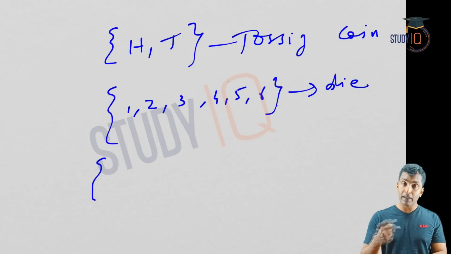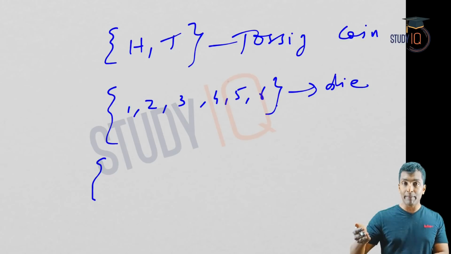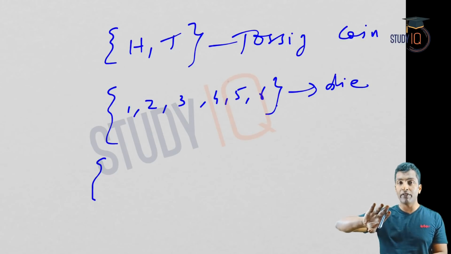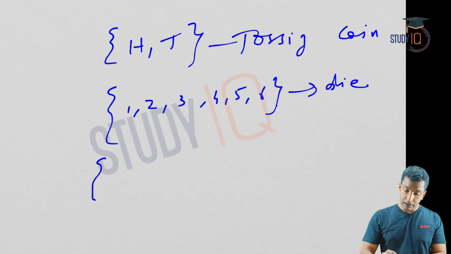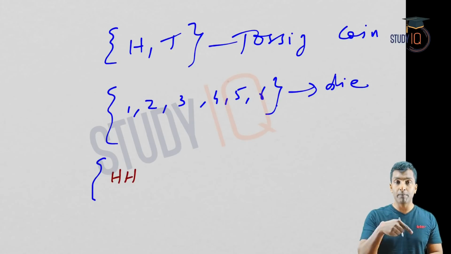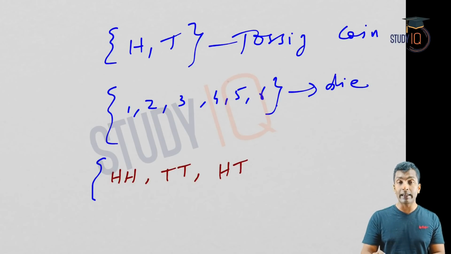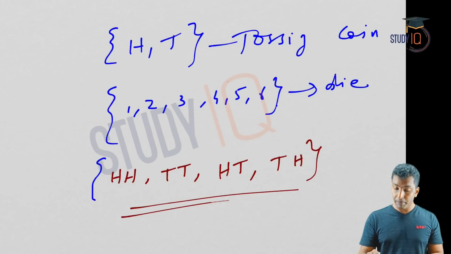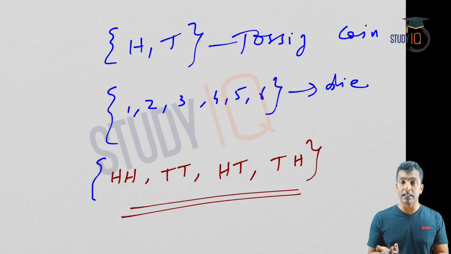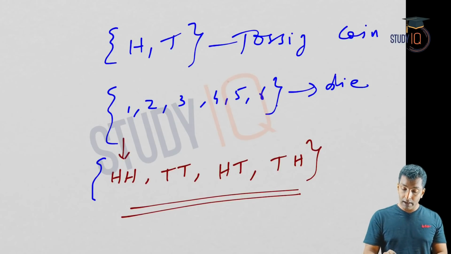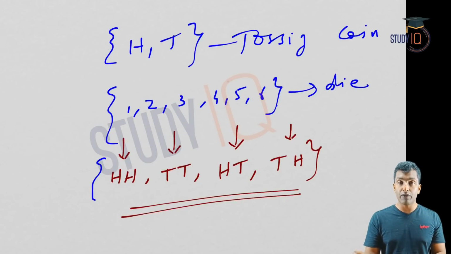What are the possible outcomes? Each outcome is an elementary event, and clubbing all the elementary events, you will get the set. So what will be the sample space? It can be HH, you will get both heads, or you can get both tails, or in the first toss you will get a head and in the second toss a tail, or in the first toss a tail and in the second toss a head. So this is your sample space, because 4 outcomes are there, and each of these outcomes is what we call an elementary event. I hope this concept is clear for all of you.